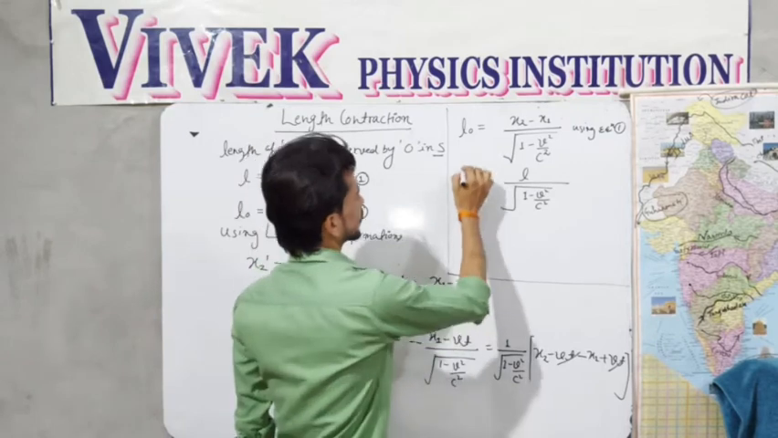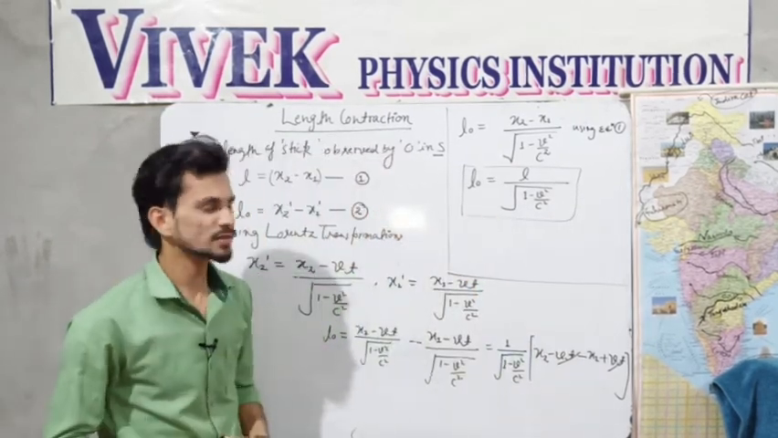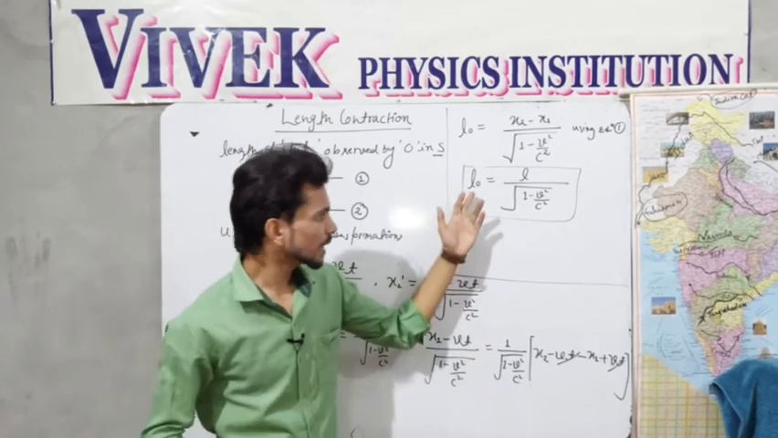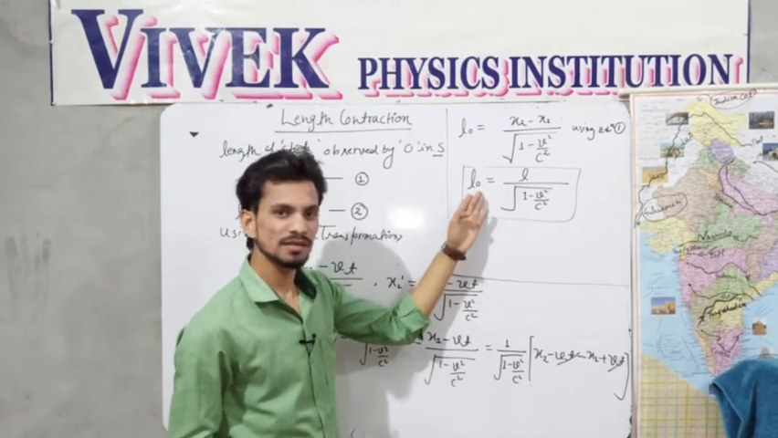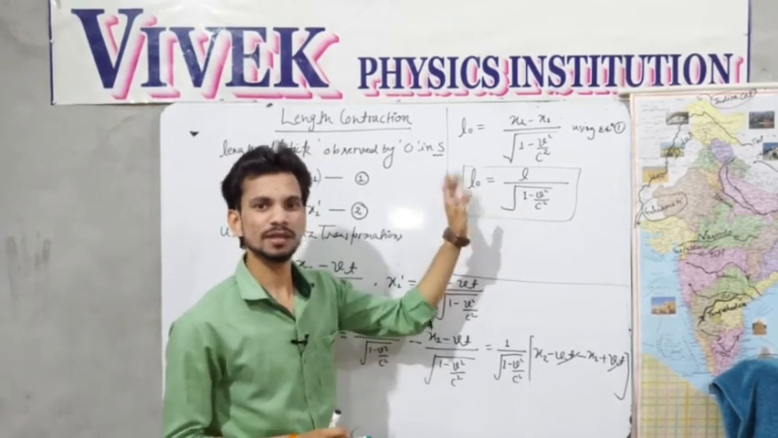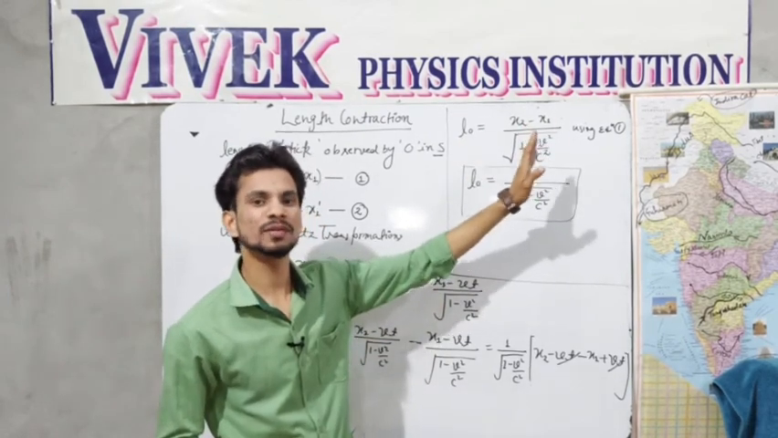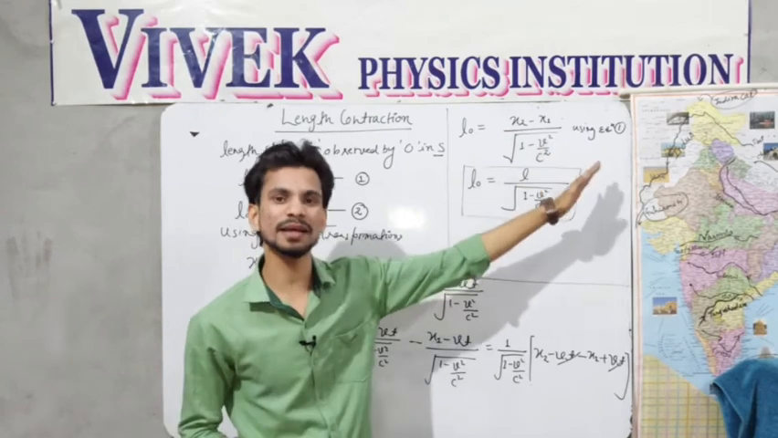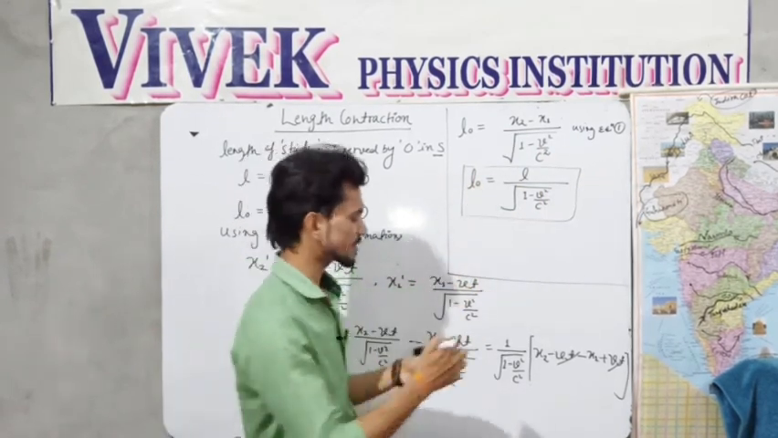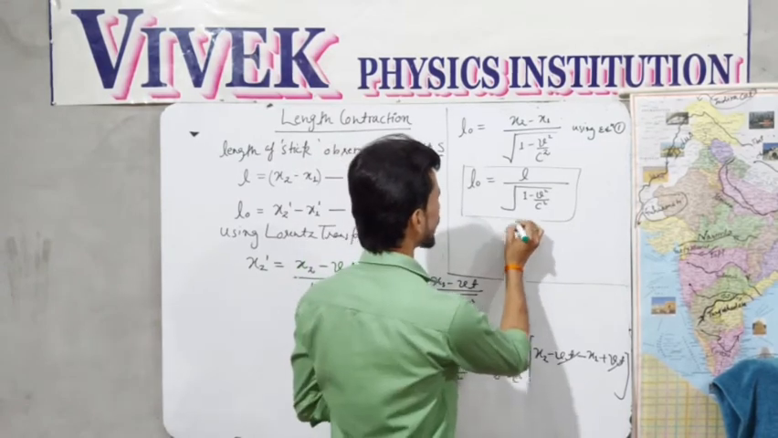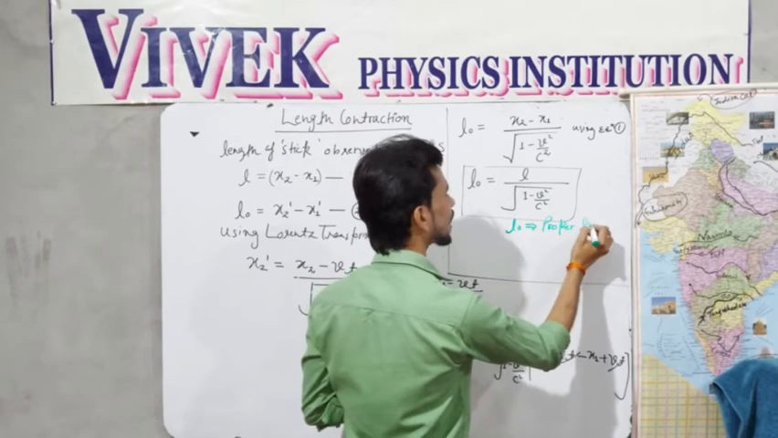Now this is the final factor we have to discuss here. What about L naught and what about L as well? L naught is the actual length of that stick which was placed in the S dash frame of reference, which was moving with velocity v in the x direction with respect to S. Correct? So L naught here is said to be the proper or actual length, right?